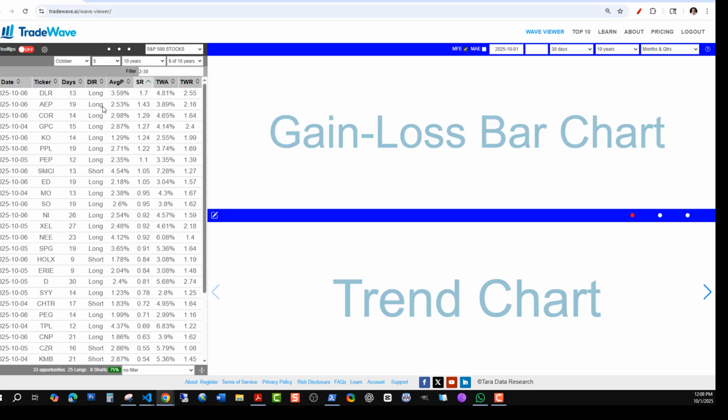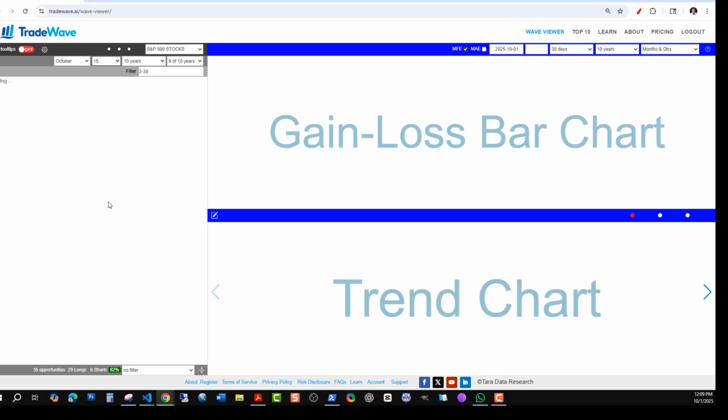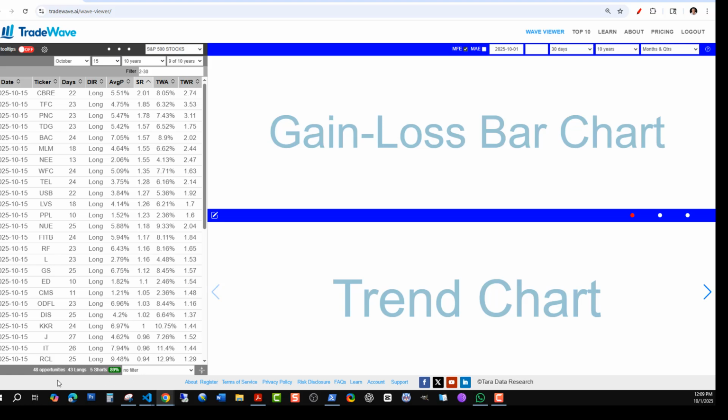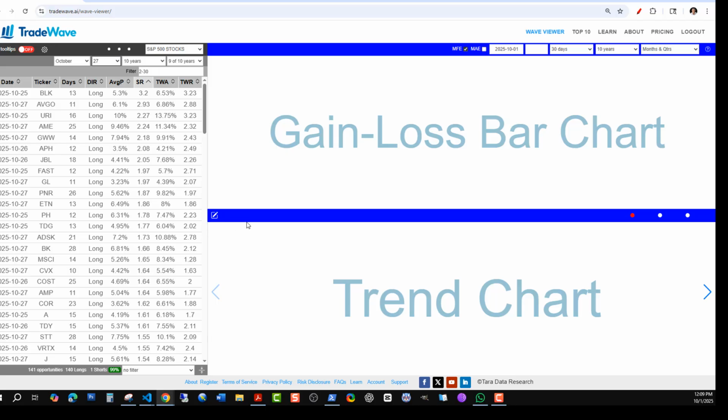What if I go to the 5th? It jumps to 33 opportunities, and now the number of shorts went up to 8. How about the 10th? 35 opportunities, again 82% of them are long. And October 15th, the number of opportunities are rising again. 48 opportunities and 89% of them are long. 20th, jumps to 95 opportunities and 84% of them are long. So TradeWave really tracks exactly how the market has been turning bullish versus bearish based on the last 10 years, right here.